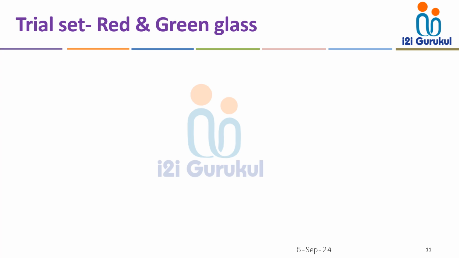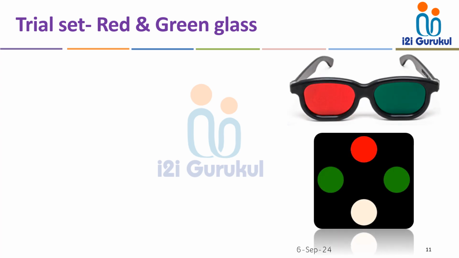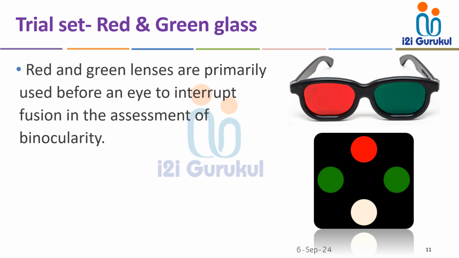Coming to the next point, trial lens accessories, red and green filters. So you can see in the image that the glasses frame has a red filter for the right eye and a green filter for the left eye. Red and green lenses are primarily used before an eye to interrupt fusion in the assessment of binocularity.